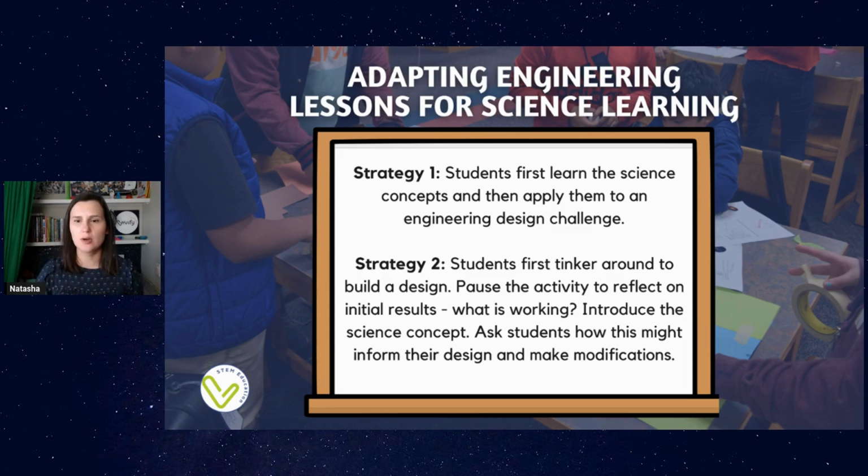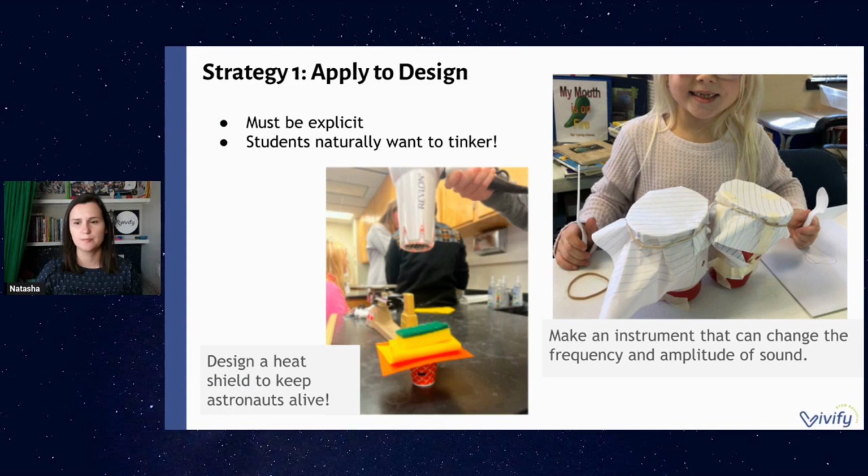Strategy two is you just throw them into a design. You let them tinker around and then you pause. You reflect on what worked, what didn't, and then you introduce some information that might be helpful through a science concept and then they use that science concept to make a modification. So it's like a need-to-know basis, like, oh, my design isn't working and I'm not quite understanding what's going on. And that is a perfect moment for you to walk in and introduce some science, and that helps them make some really strong connections.